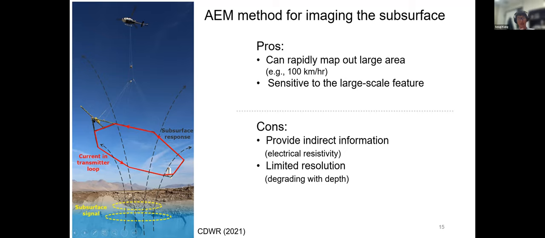Those are the basic ideas of airborne electromagnetics. As you can imagine, it's an airborne platform, so it can rapidly map out a large area. The typical speed is about 100 kilometers per hour.